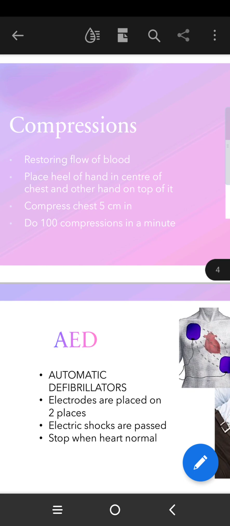So in a multiple choice question, the same question can be asked to you. What is the depth of compression? You can have many choices, like 5, 10, 15, 20. So 5 centimeters is the correct answer. Similarly, compressions needed to be done in a minute. You can have choices 100, 200, 300, 400. So you have to choose 100.